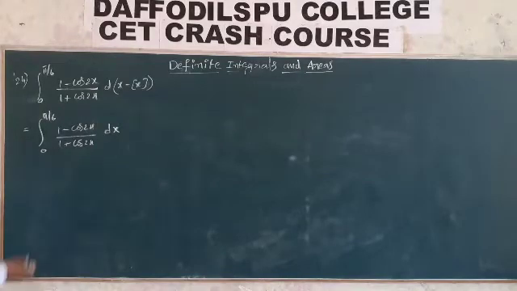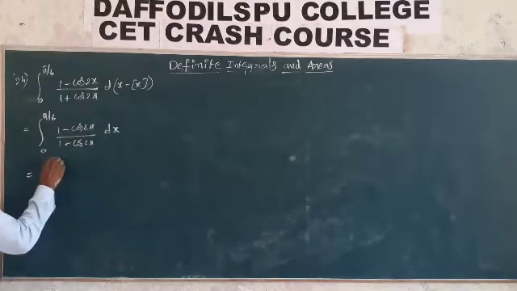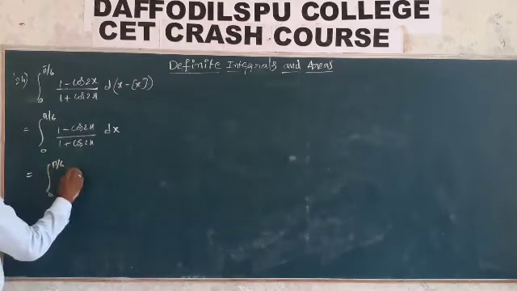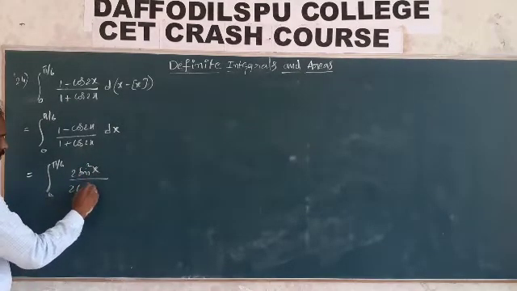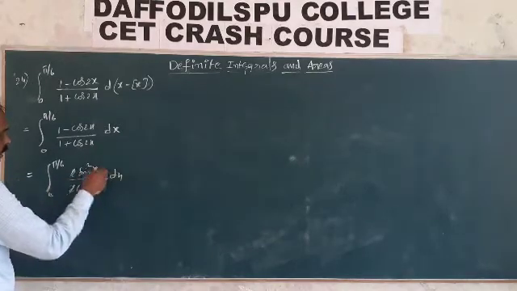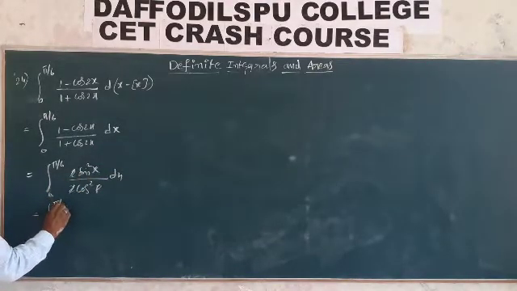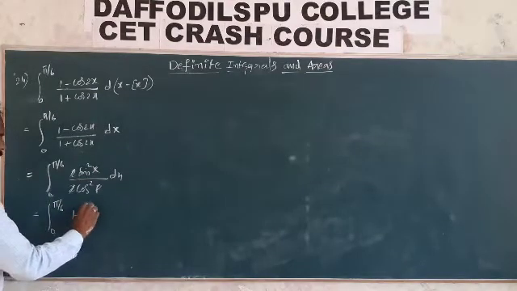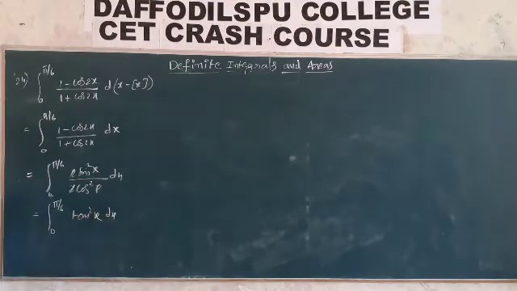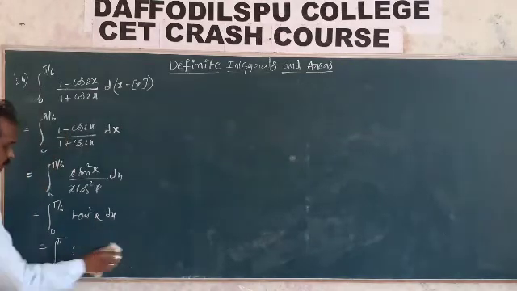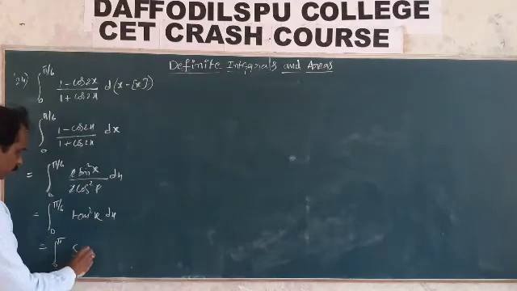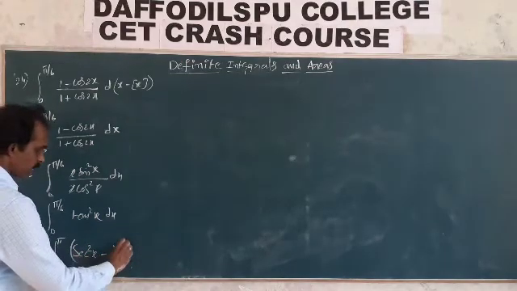Now, 1 minus cos 2x, using the cos 2x formula, is equal to the integral from 0 to pi by 6 of 2 sin square x divided by 1 plus cos 2x, which is 2 cos square x, dx. This value is equal to tan square x dx. Tan square x integration is not there directly. This can be written as secant square x minus 1, so the integral of secant square x minus 1 dx.